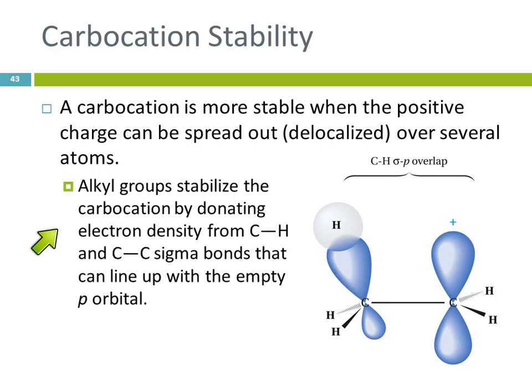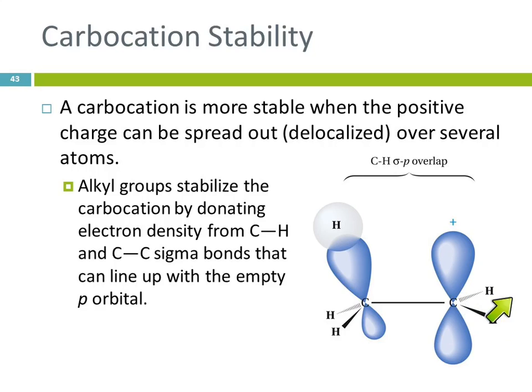Alkyl groups are going to stabilize the carbocations by donating electron density from carbon-hydrogen and carbon-carbon sigma bonds that can line up with the empty p orbital. So if the carbocation is here on this carbon, it is attached to 1 alkyl group. Is this primary, secondary, or tertiary? How many R groups are attached to this carbon? How many other carbon atoms? Just 1. Here we have 1 R group. It's a methyl group. So this is a primary carbocation.